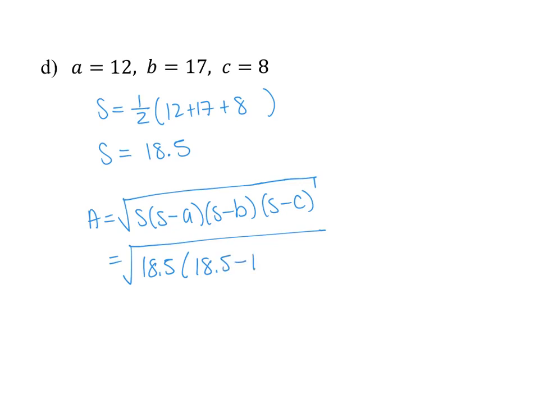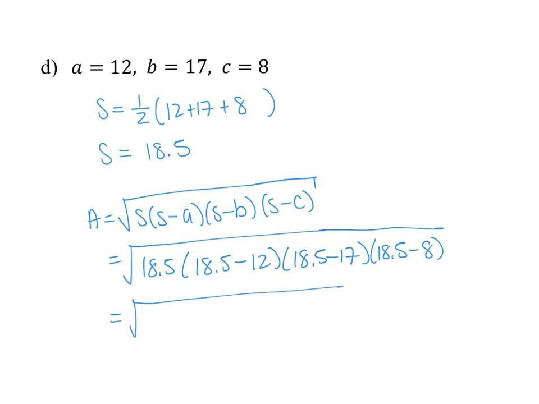18.5 minus A, which is 12. 18.5 minus 17, which is B. And 18.5 minus C, which is 8. All right, I'm just going to take it nice and slow and subtract everything that's inside the parentheses first before I multiply. Just like to try to stay consistent.